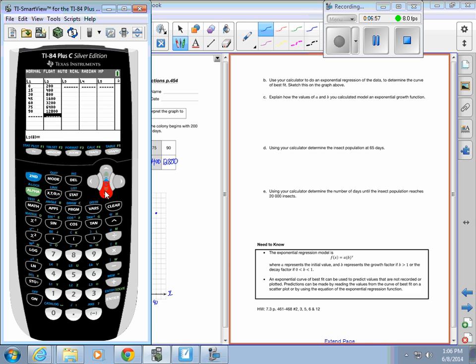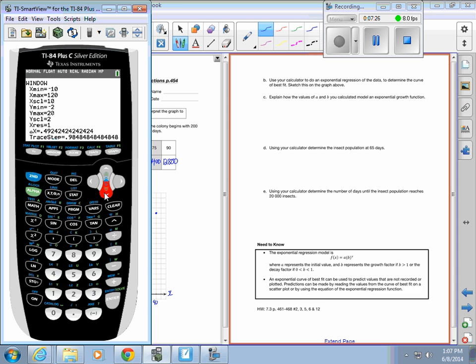Okay, so I've got my data in there. For my window then, you could go just to 0, you could go to -10. I'm going to leave this one at -10. For my window though, to go the other way, I'm going to say 120, go a little bit past what we need. My x scale, I want to go up by 10s.